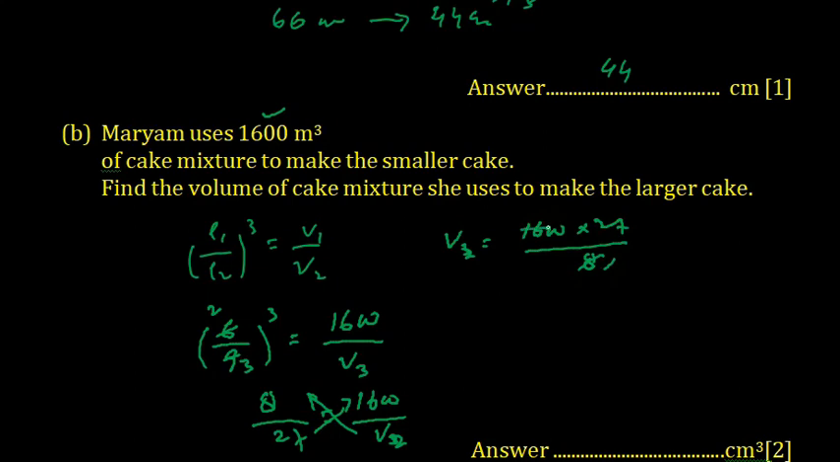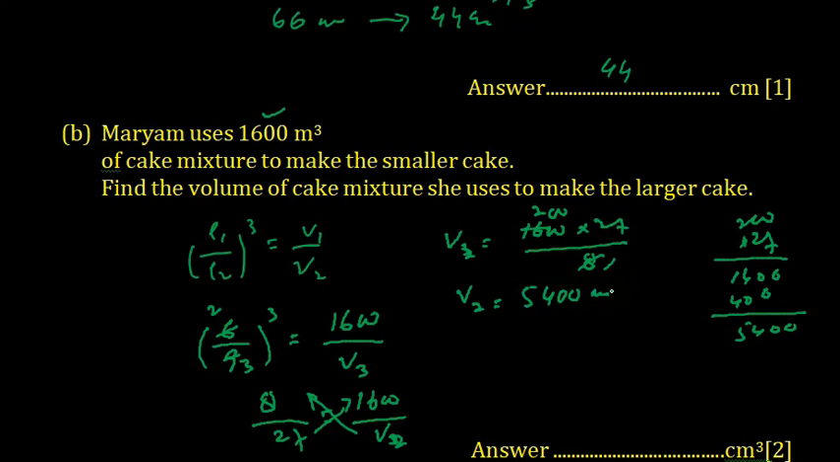So 8 into 8 is 1, 8 into 16 is 2, 0 0. So the volume of the larger cake is 200 multiplied by 27. 7 into 2 is 14, 2 into 27 gives 54. So the volume of the larger cake must be 5400 meter cube, because the smaller cake was 1600 meter cube, so it will be 5400 meter cube.